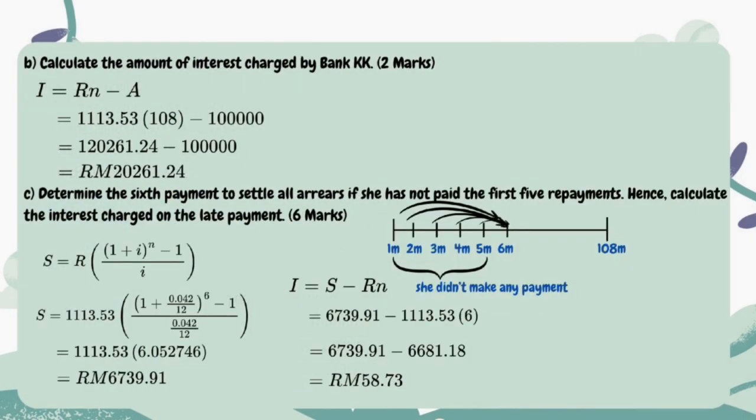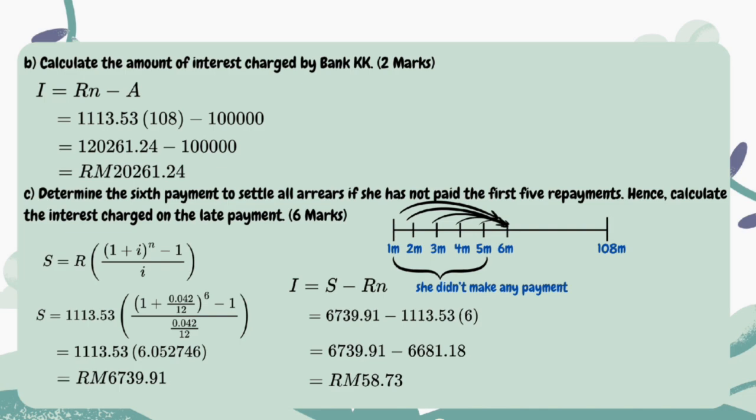Question B. Calculate the amount of interest charged by Bank KK. For this question, we need to use the formula I equals Rn minus A. So the Rn value is 1,113.53 times 108, minus 100,000. 1,113.53 times 108 is 12,261.24. So 12,261.24 minus 100,000, we will get 2,261.24. So the final answer is 2,261 ringgit 24 cents.